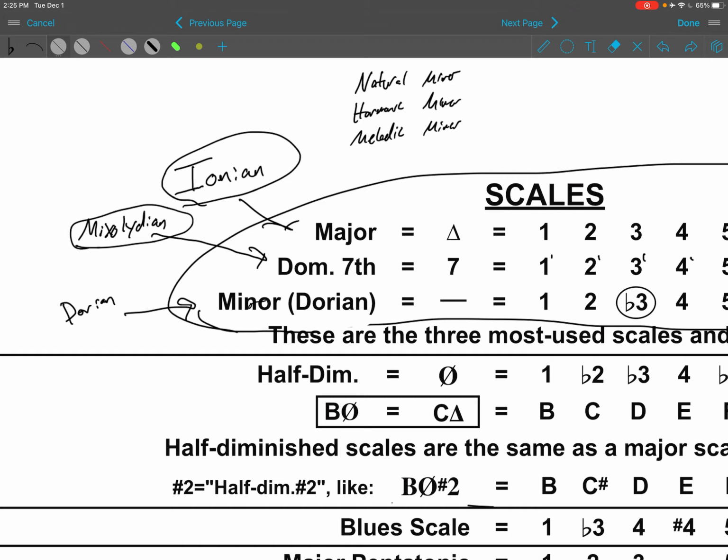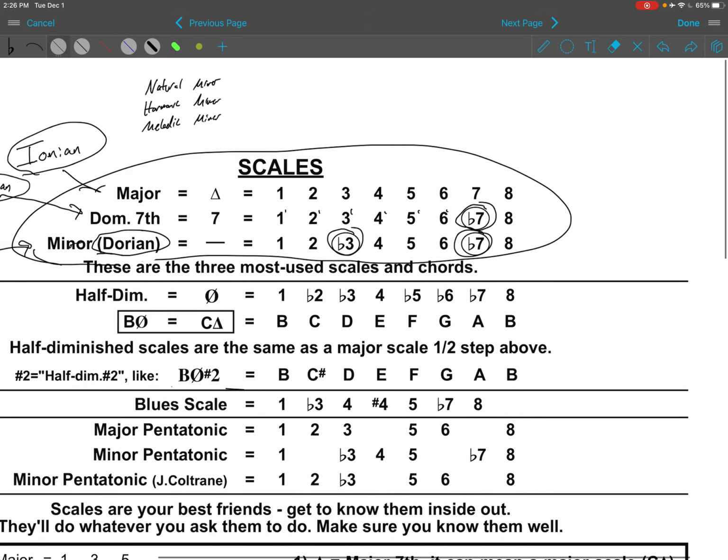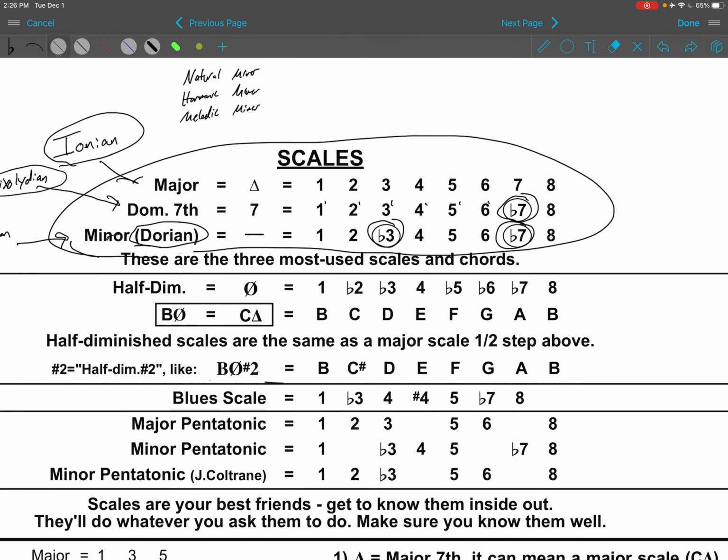So with this example down here, they put Dorian because Dorian is another kind of minor scale. And basically that's going to be a major scale with a lowered third and a lowered seventh. Okay? So to review this before going on, because this is actually all we need to know for this worksheet, your major scale is just going to be your regular do, re, mi, fa, sol, la, ti, do scale, 1 through 8, nothing changed. Okay?